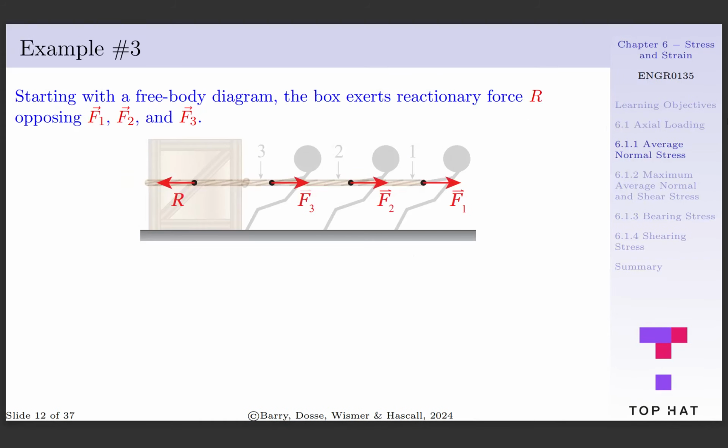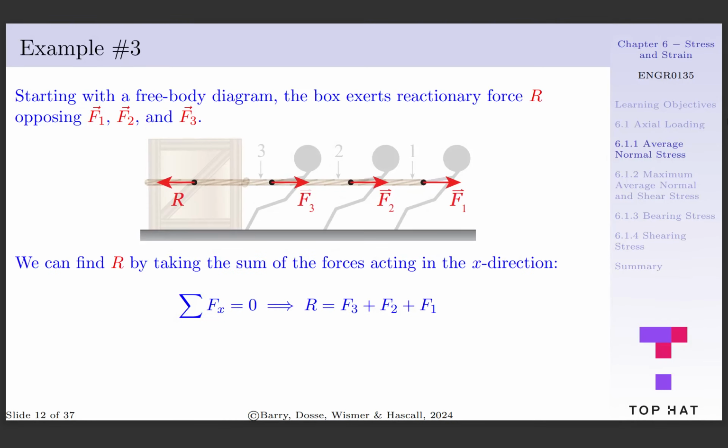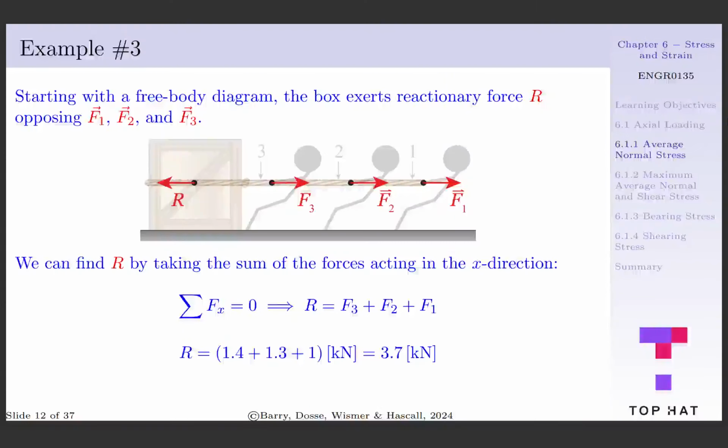We'll start by drawing a global free body diagram, which shows that since the box is stationary, it's exerting a reactionary force R on the rope to oppose F1, F2, and F3. We can solve for R by applying the summation of forces in the x direction. Since the sum of the forces in the x direction is equal to 0, negative R plus F3 plus F2 plus F1 must also equal 0. Rearranging this equation and plugging in our known values, we get that R is equal to 1.4 kilonewtons plus 1.3 kilonewtons plus 1 kilonewton, or 3.7 kilonewtons.